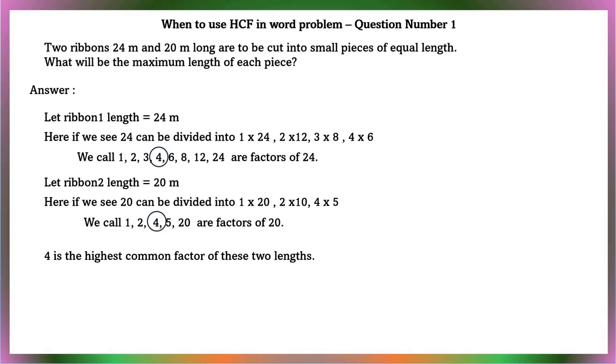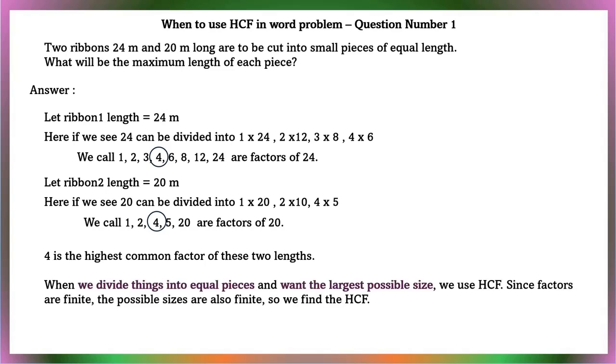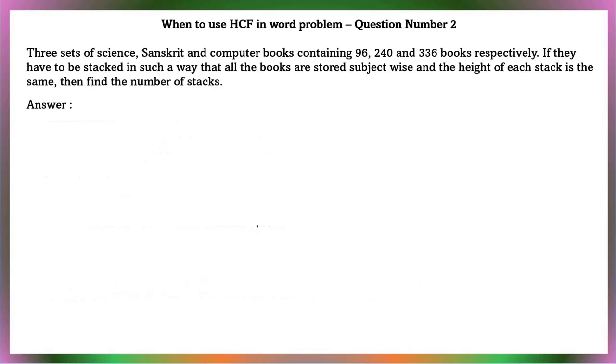The 24 meter ribbon can be cut into 6 equal pieces of 4 meters each. The 20 meter ribbon can be cut into 5 equal pieces of 4 meters each. Therefore, 4 meters is the maximum length of each piece. When we divide things into equal pieces and want the largest possible size, we use HCF. Since factors are finite, the possible sizes are also finite. So, we find the HCF.